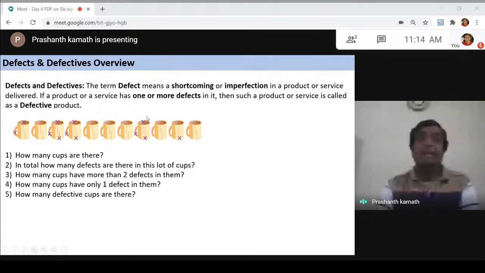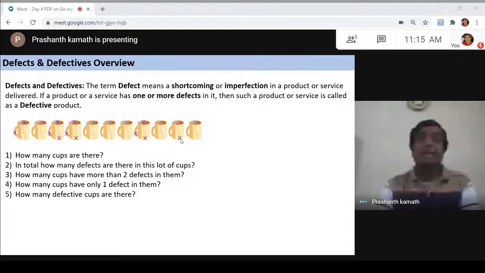8 plus 3 is 11. And finally, this cup has 1 defect. 11 plus 1 is 12. So out of the total 11 cups, there are 12 defects. Either the top is broken, or the bottom is broken, or the handle is broken. And in some cases, all the 3 are broken.